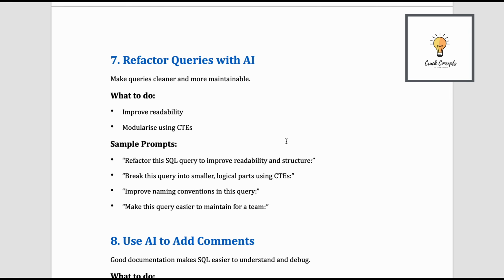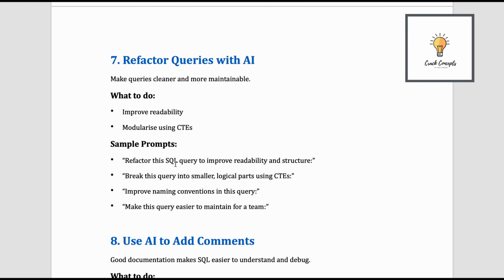Number 7, refactor queries with AI. Make queries cleaner and more maintainable. It will improve readability. Modularize using CTEs. You can ask AI to format your query so that it is easier for you to understand.